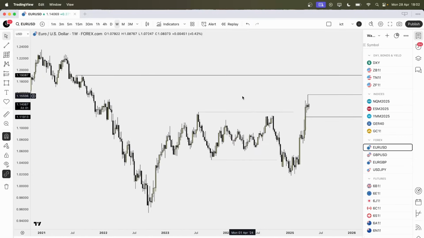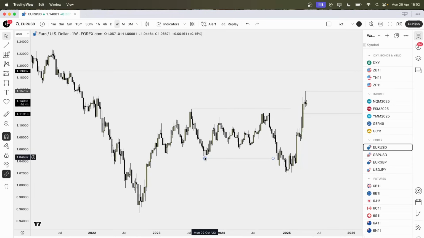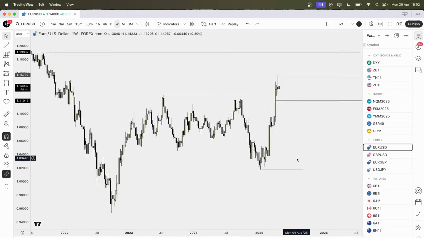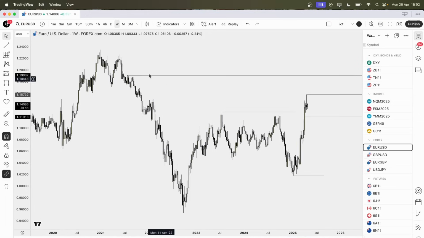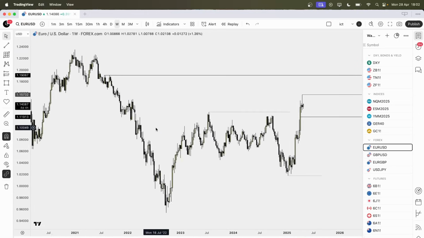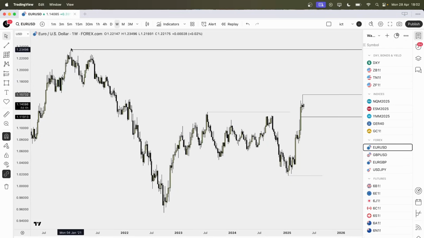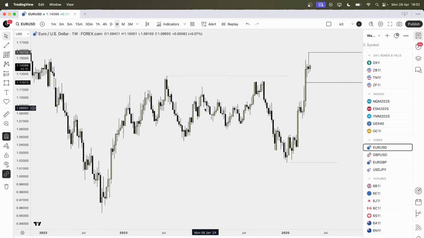So right now, for example, what are we working within? Well, we've got this low here because this is the last low that took out external liquidity. And what is the overall price swing we're working within? Well, the price swing started up here. So this high to low is the higher time frame dealing range.